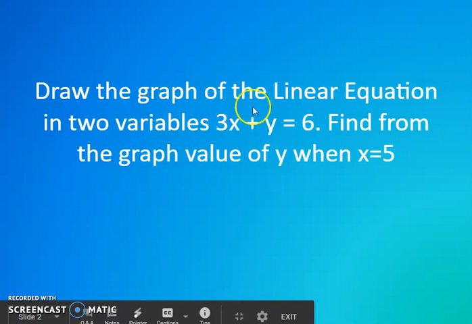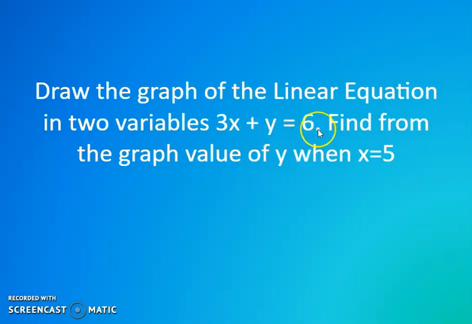Draw the graph of linear equation in two variables 3x plus y is equal to 6. You can observe you have two variables here, x and y, and the degree of this equation is 1 and hence it is a linear equation in two variables. And after drawing the graph of it, we need to find from the graph the value of y when x is 5. So first let us draw the graph and then let us find out the value of y when x is 5 from the graph. For that we need to prepare.